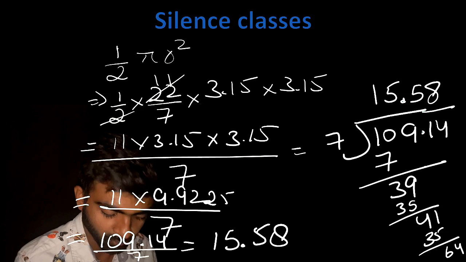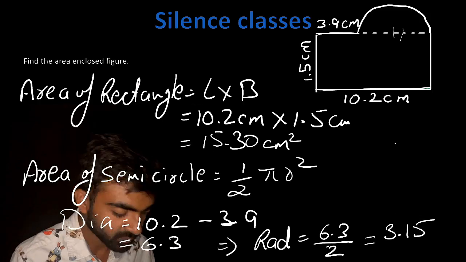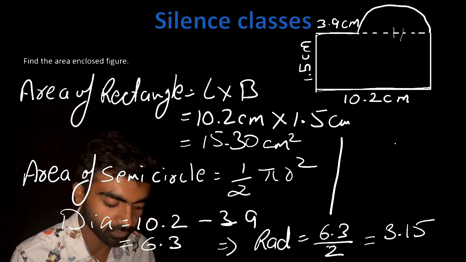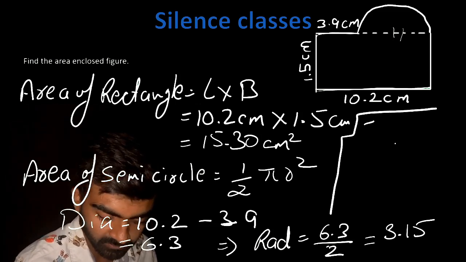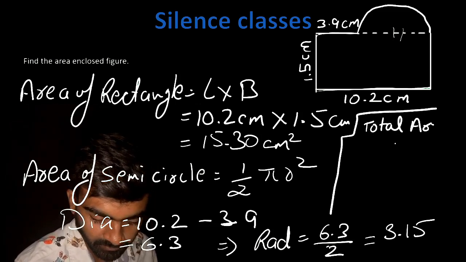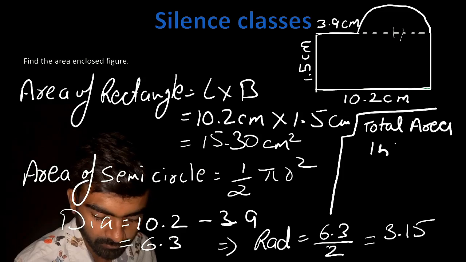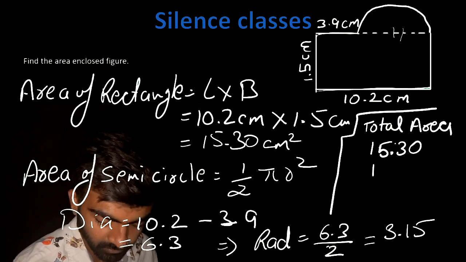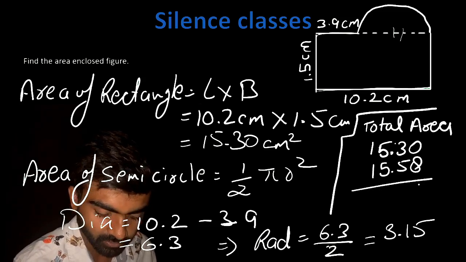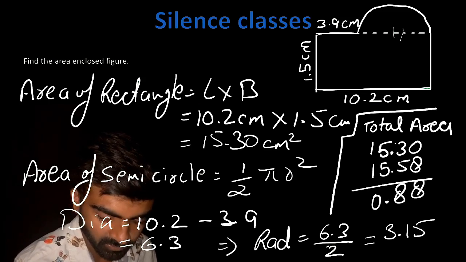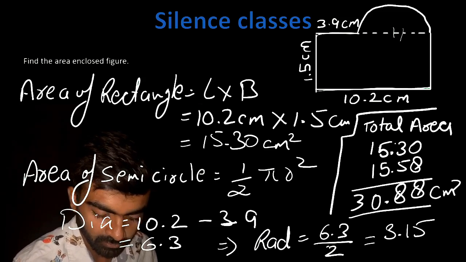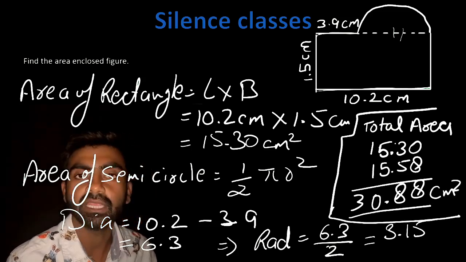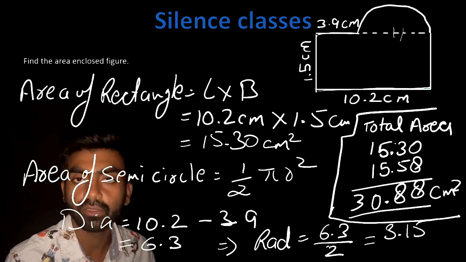Now what we have to find out is the total area of the enclosed figure. So we will add: the total area is equal to 15.30 plus 15.58. So it will become 8, 8, 0 and 3. So it will become 30.88 centimeter square, which is the answer of this particular question.